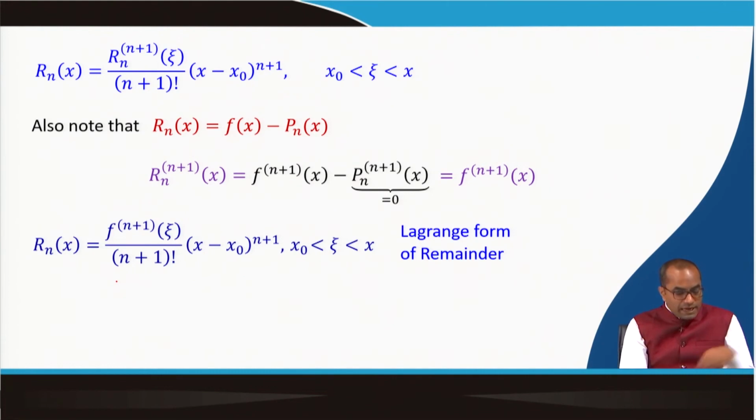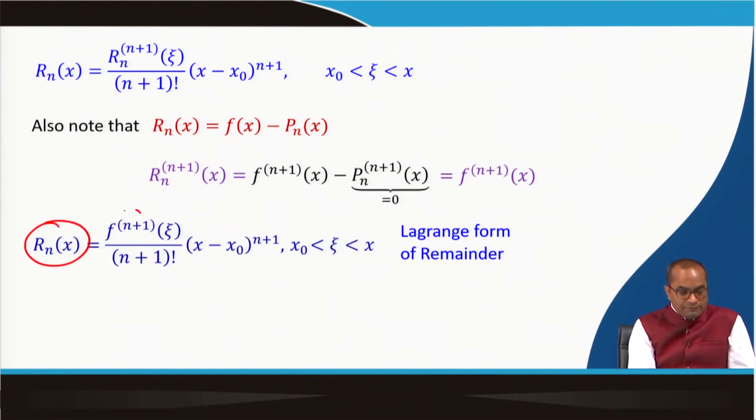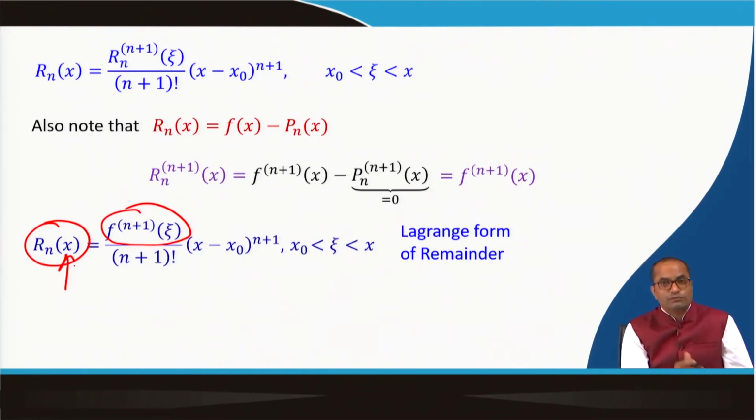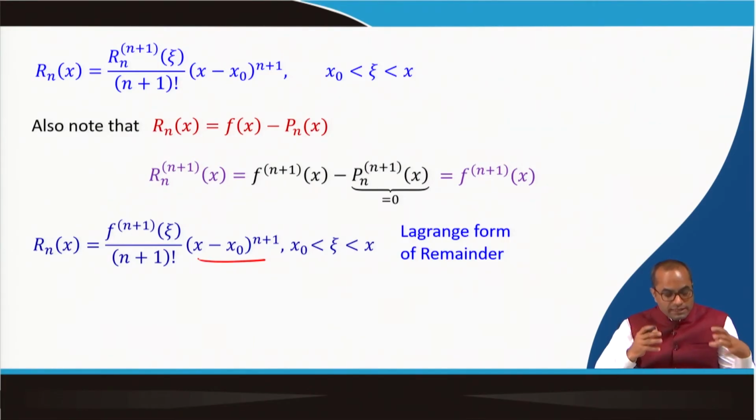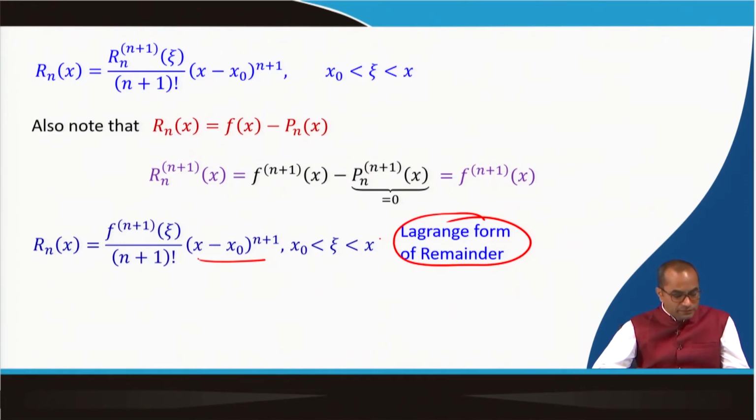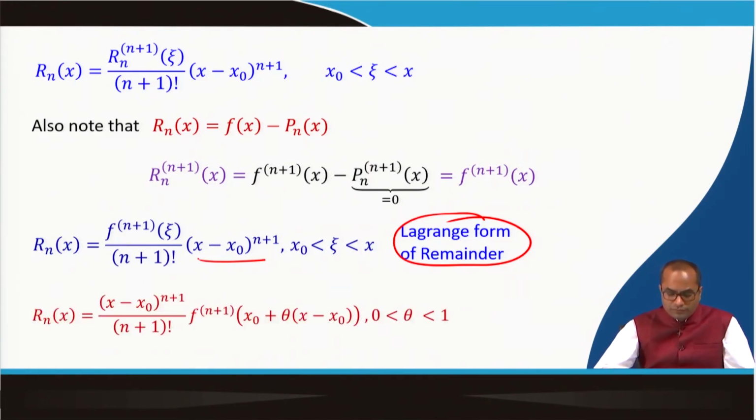So we have this error term which contains the (n+1)th order derivative at some xi, which lies between x0 and the point x, where we are estimating this, or computing the error. You have (n+1) factorial and (x - x0)^(n+1). So that is the error formula, or the remainder formula, and it is called the Lagrange form of remainder.